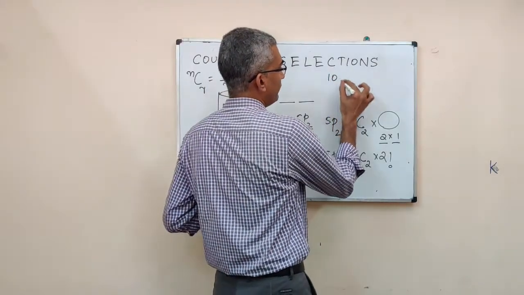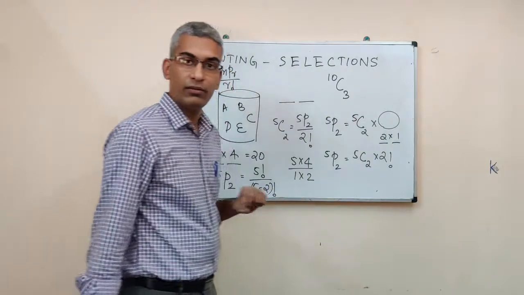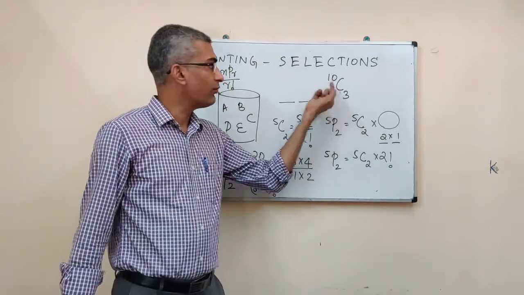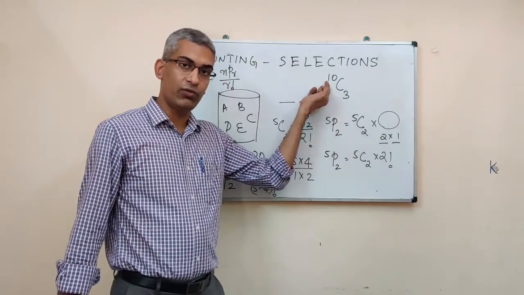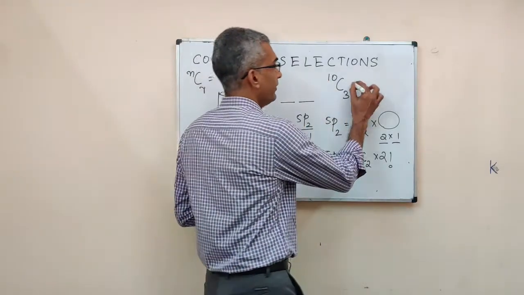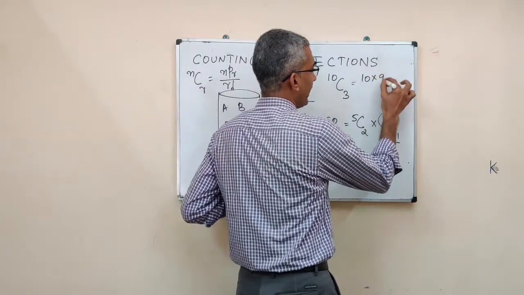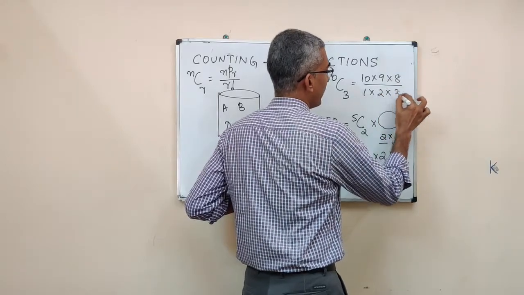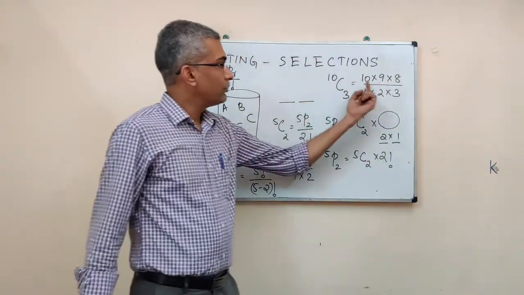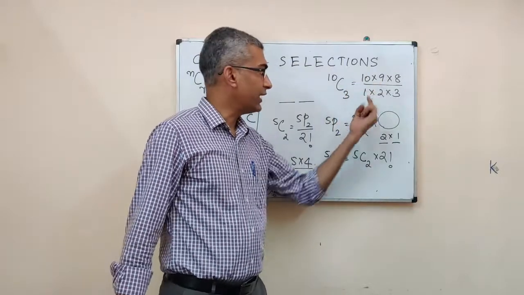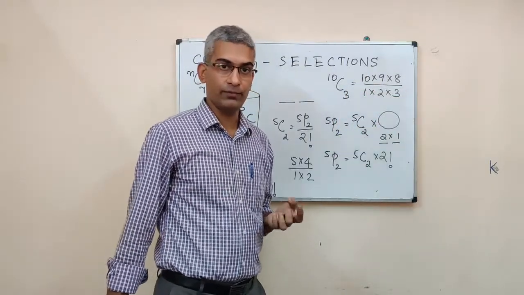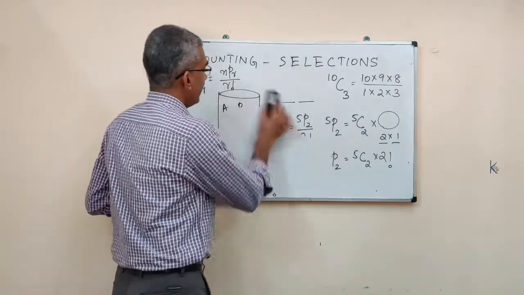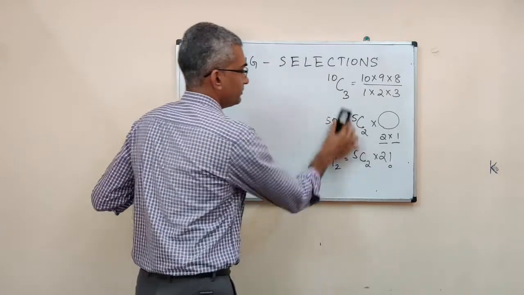Likewise, what does 10C3 mean? 10C3 means number of ways of selecting 3 things from 10 different things without repetition. What will be the value? It will be 10 multiplied by 9 multiplied by 8 divided by 1 multiplied by 2 multiplied by 3. The numerator is basically 10P3 divided by 3-factorial. Now let us apply this learning to a few problems.